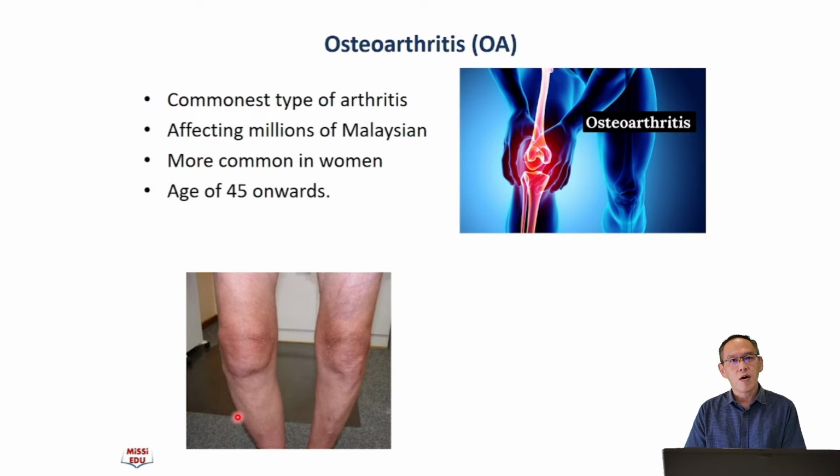Now let's talk about osteoarthritis, one of the commonest arthritis that a lot of us are facing. It's the commonest type of arthritis affecting millions of Malaysians. Of course, it's more common in women and usually happens at the age of 45 or even 50 onwards. You can see here, that is the arthritic knee. They bend it, like we call varus. The knees are bent.